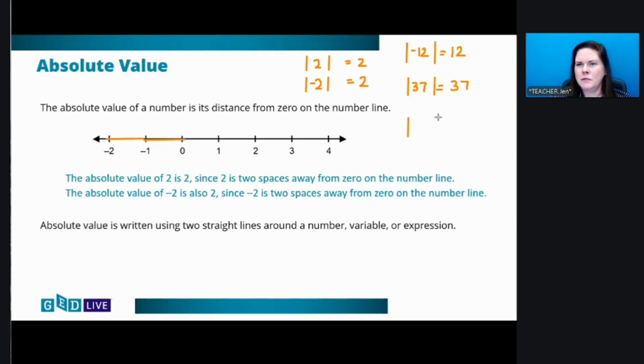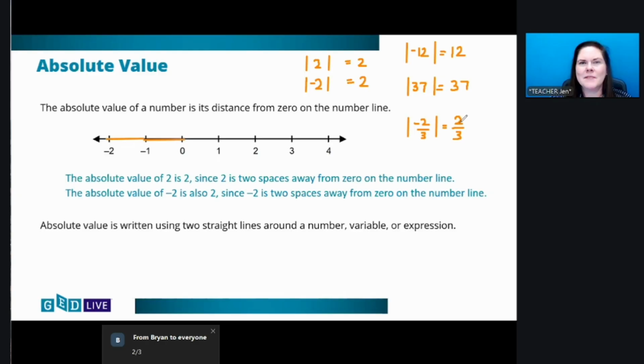I'm going to make up one more little example. What about the absolute value of negative 2/3? You've got it. It's 2/3. So the value after the equal sign is always going to be a positive number.